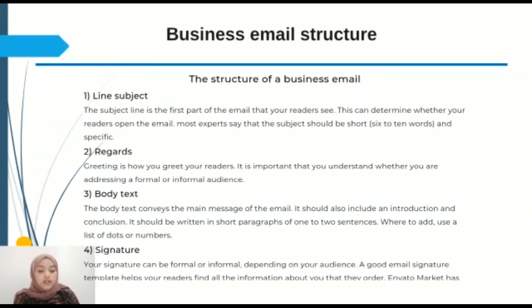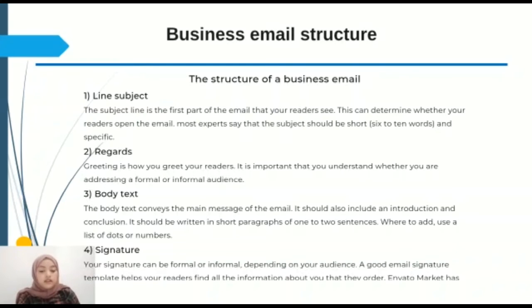Body text. The body text conveys the main message of the email. It should also include an introduction and conclusion. It should be written in short paragraphs of 1 to 2 sentences. Where to add, use a list of dots or numbers.